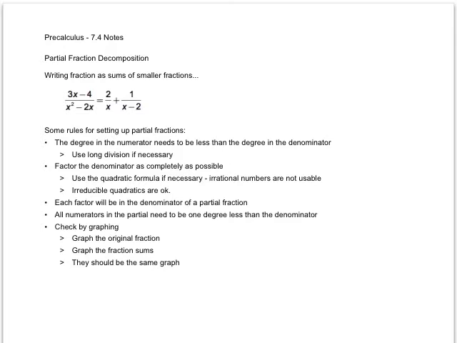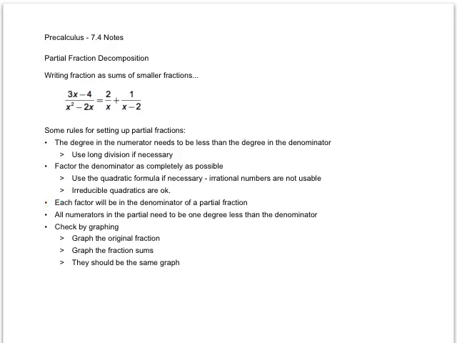Some rules. Number one, the degree of the numerator needs to be less than the degree of the denominator, okay? And if that doesn't happen, you have to use long division. Number two, you need to factor the denominator as completely as possible, as far down as you can. Use the quadratic formula if you need to, but don't factor it down to square roots. You need to have rational numbers as part of your factors. Irreducible quadratics are okay as long as the numerator is linear.